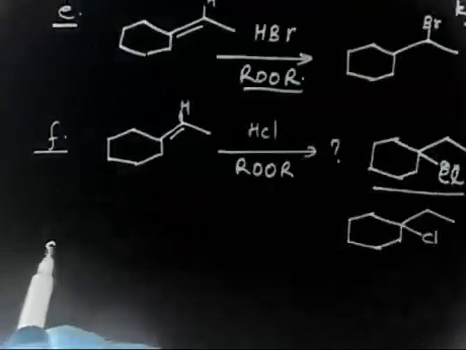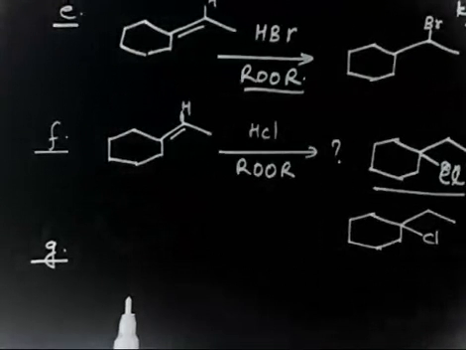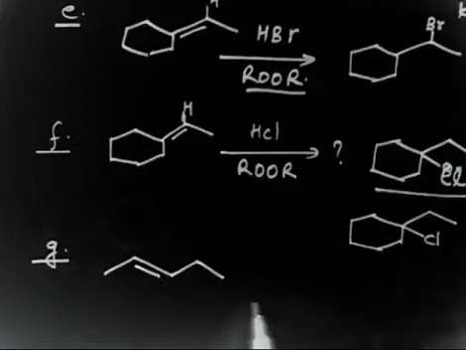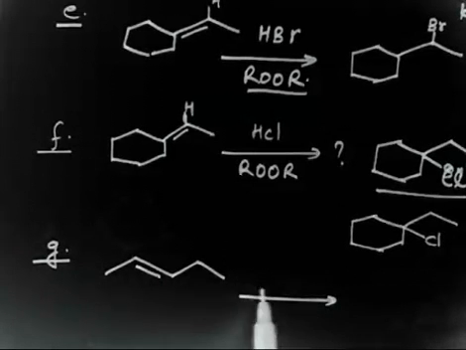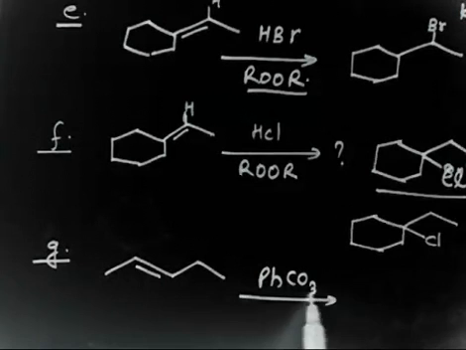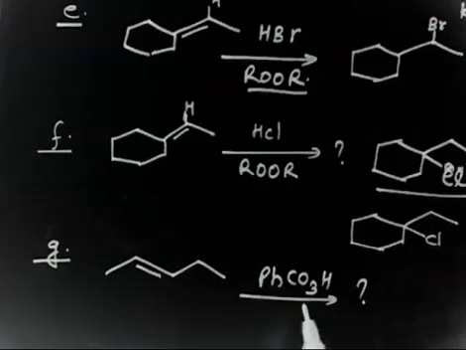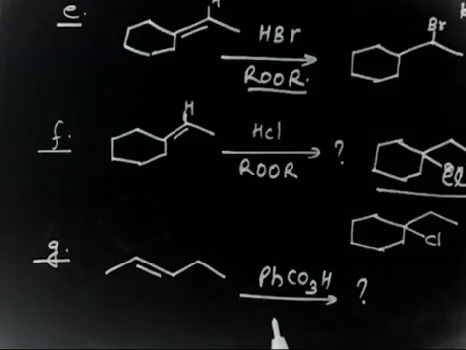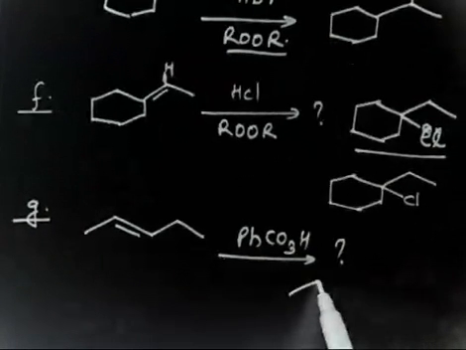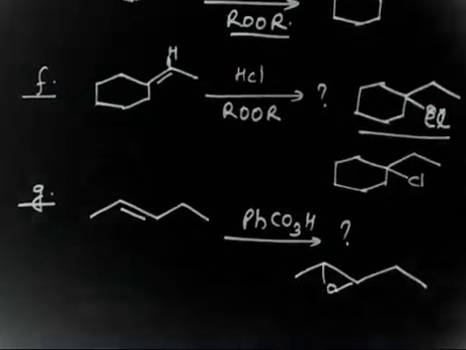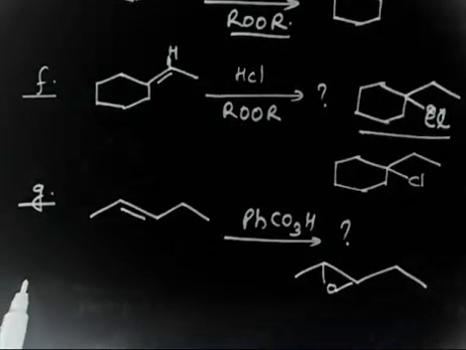Now let's do the next one. I have this compound, and if I treat this compound with PhCO3H, what will be the product? Now, an easy one this time. This is a peracid. What does the peracid do? Give me the answer. Oxygen insertion on the double bond. So you insert one oxygen here, and that is the final product. So this is simply oxygen insertion.